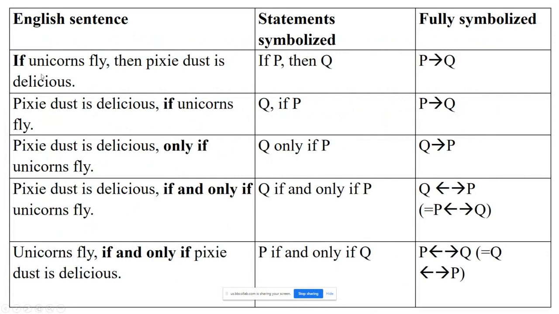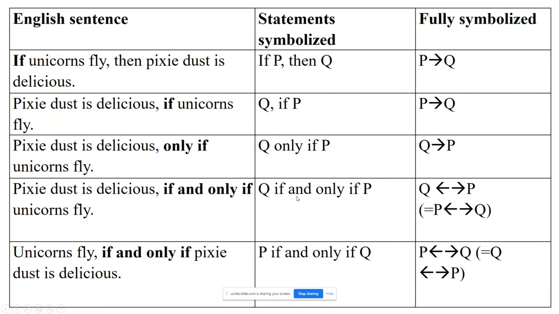So here's the if statement. If unicorns fly, then pixie dust is delicious. In other words, if P, then Q. You symbolize that as P arrow Q. Even if in the English sentence the if comes after the then clause, it goes the same way. If you have Q if P, you still symbolize that as P arrow Q. Now, only if is different. If you have Q only if P, then that's going to be Q arrow P.